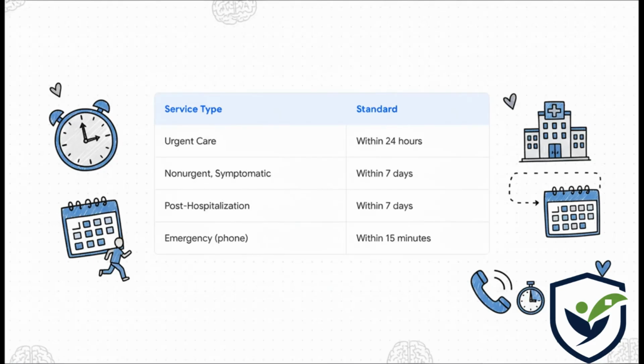And this table here is incredibly important for access to care. As a clinician, these are the timelines you need to hit. If someone has an urgent need, they need to be seen within 24 hours. A new patient with symptoms, 7 days. And look at that post-hospitalization follow-up, also 7 days. That's a really critical window to help prevent someone from ending up right back in the hospital.